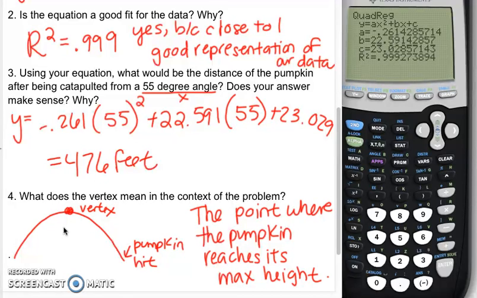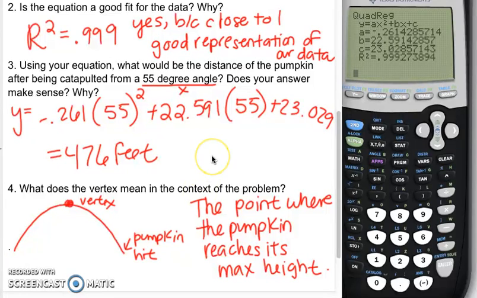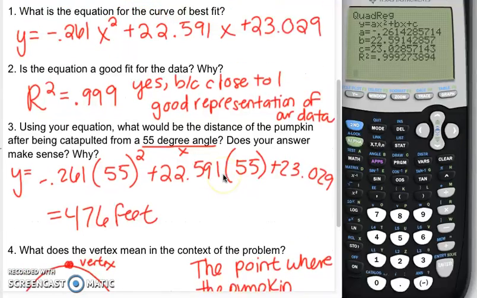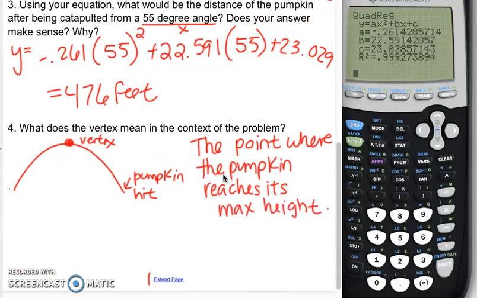Okay, so again, vertex in the context of a problem is probably going to be a minimum value or a maximum value. Okay, so if you're launching things, it's going to be the highest point, and then we're going to see an example where it's different in a second. Okay, all right, so that's one problem. You've got another problem on the other side.